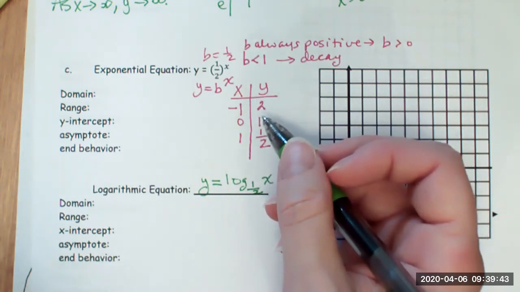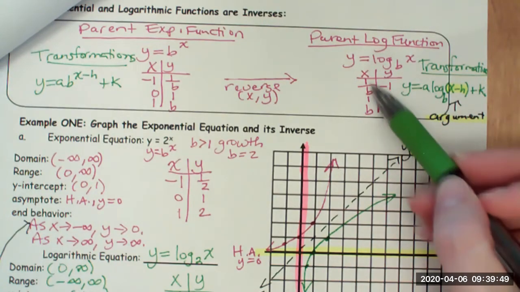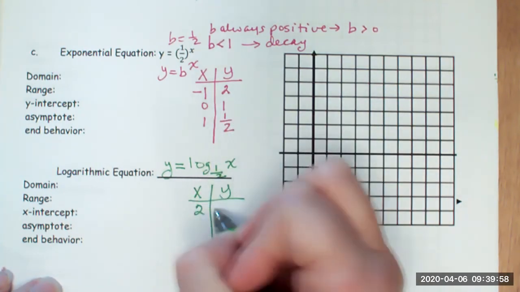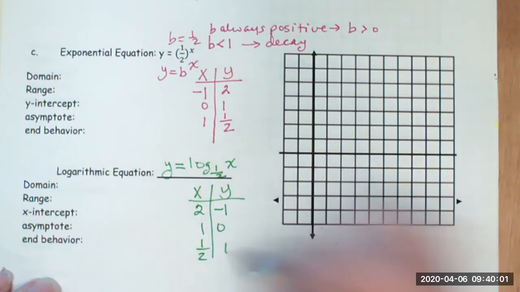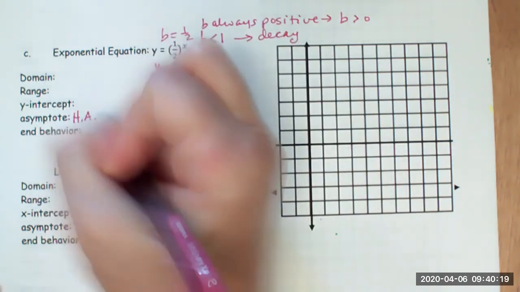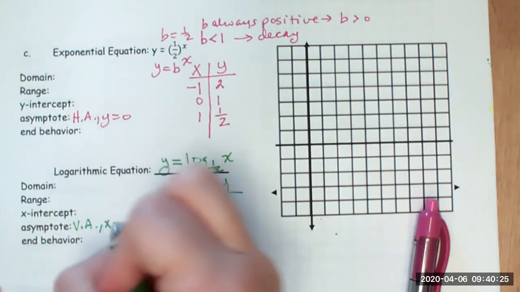Now we're going to take the table that we had for the exponential function and reverse it. I want to remind you what we looked at with the parent log function: 1 over b, -1, 1, 0, b, 1. But in this case, since we already have the exponential, I'm just going to reverse these values. So we have 2, -1, 1, 0, 1/2, 1. And remember what the asymptotes are. It's going to be the same as what we had before, so when you graph this, make sure you're aware of those asymptotes. For the exponential, we have a horizontal asymptote at y equals 0, and for the logarithmic, we have a vertical asymptote at x equals 0.